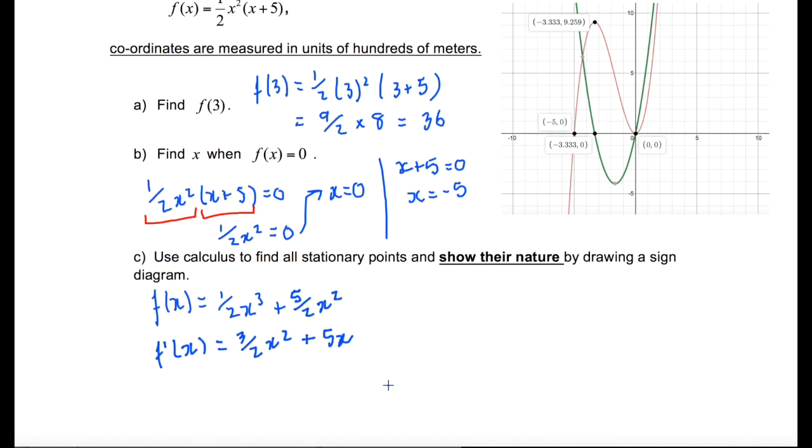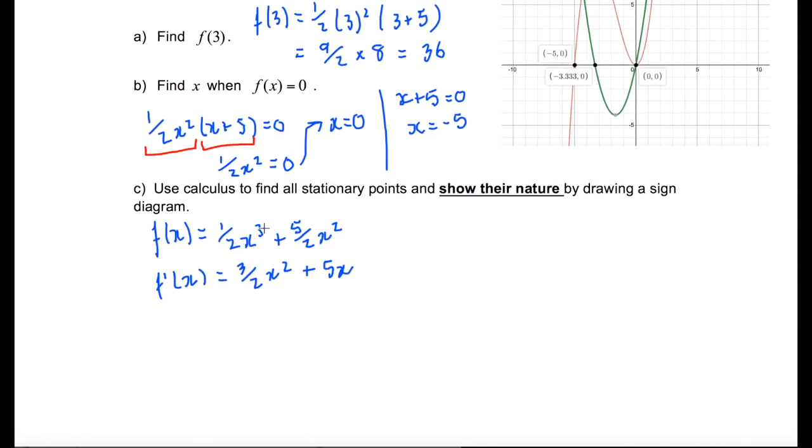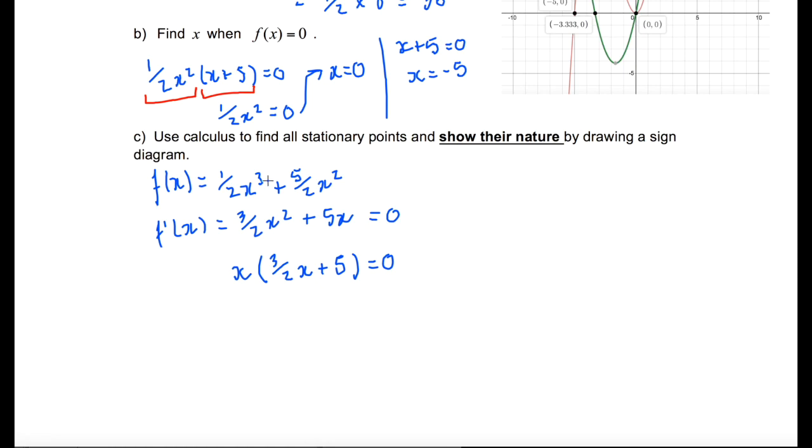That's better. Alright, then what it wants us to do is, first of all, find the stationary points. So to find the stationary points, we let the derivative equal 0. If we let the derivative equal 0, how are we going to solve this? Well, we can take x out as a factor. That would be a good idea. We'll be left with x times (3 on 2 x plus 5) equals 0. Then from there, we can use the null factor law. So either x equals 0 or 3 on 2 x plus 5 equals 0.